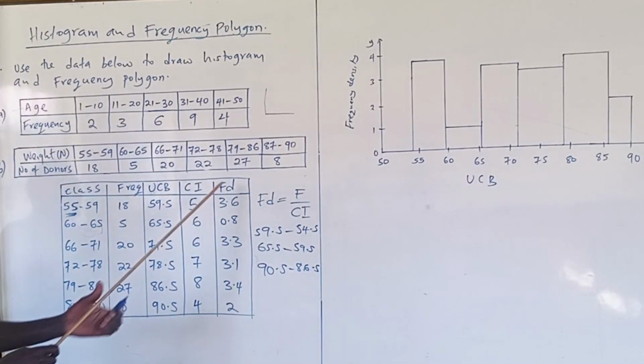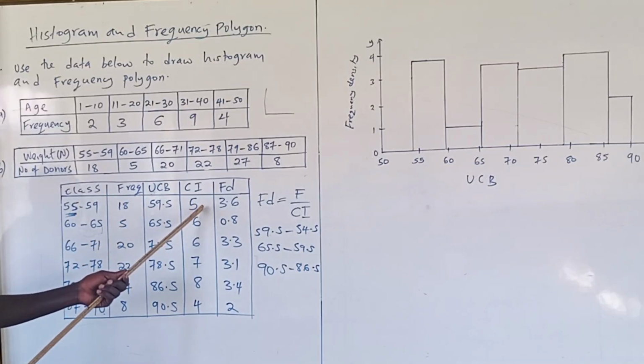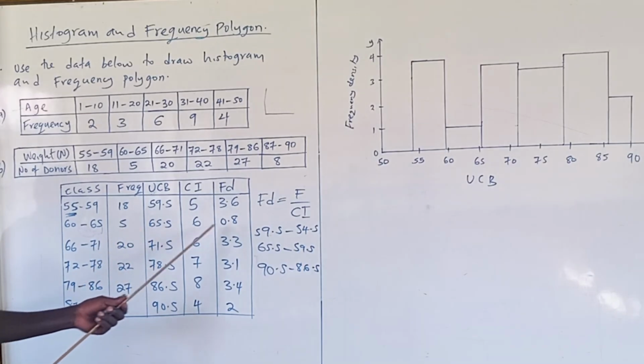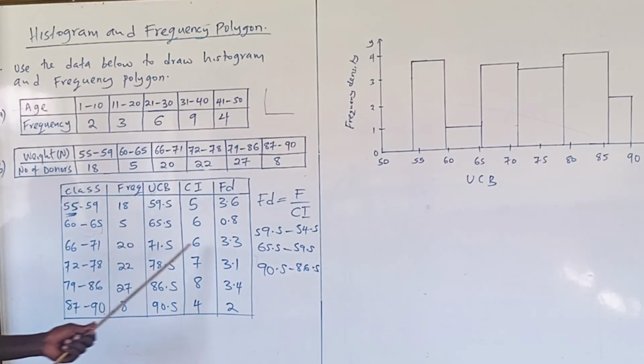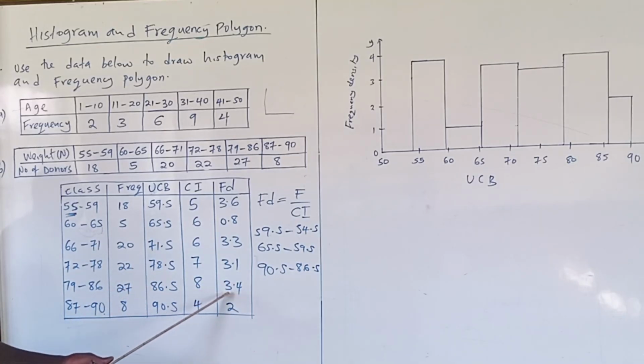So frequency density will be frequency divided by class interval. So 18 divided by 5 is this. 5 divided by 6 is this. 20 divided by 6 is 3.3. 22 divided by 7 is 3.1. 27 divided by 8 is 3.37. Then 8 divided by 4 is 2. So you have gotten the frequency density.